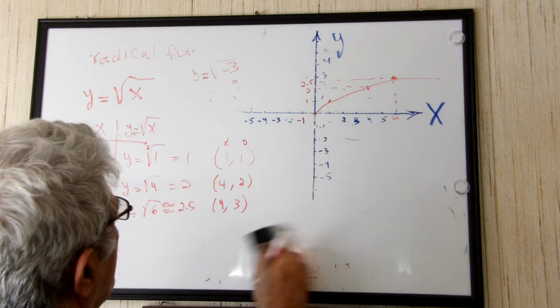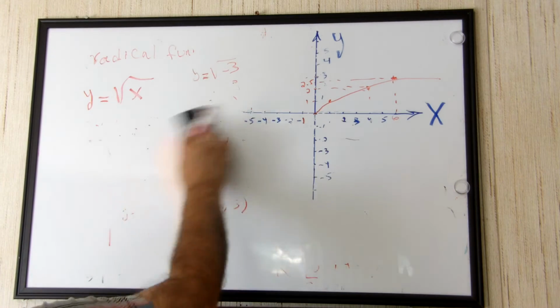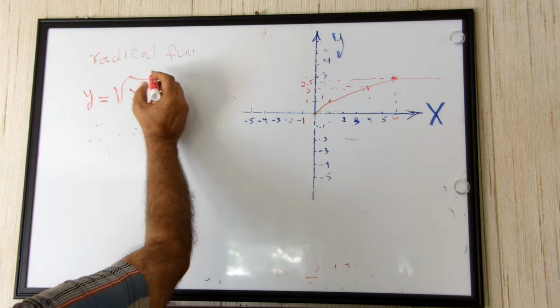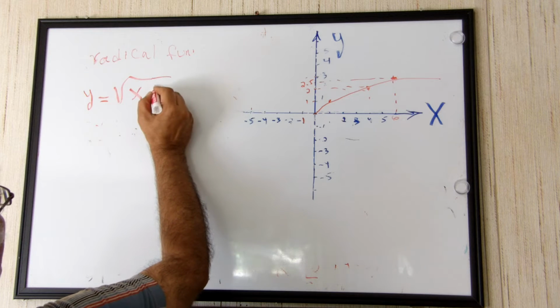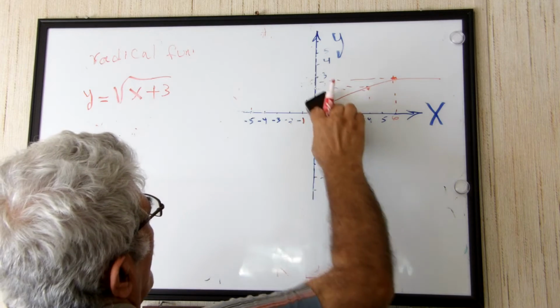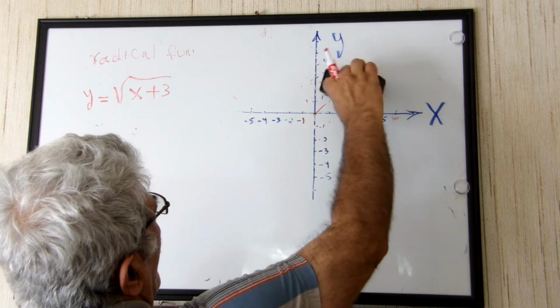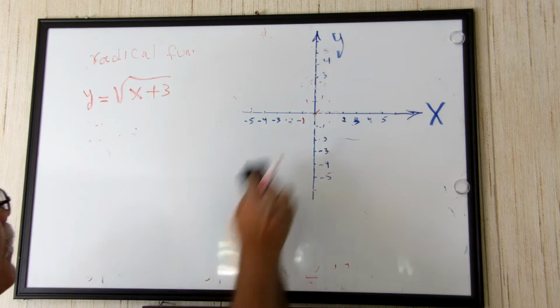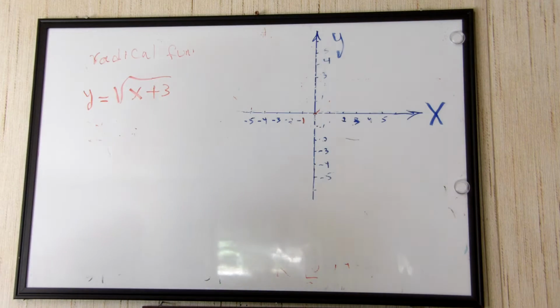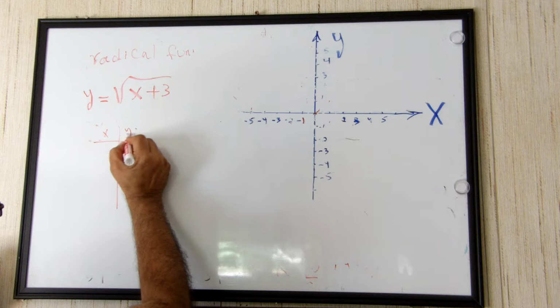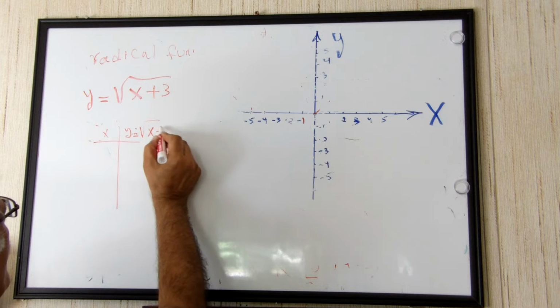But let's make it a little bit more complicated. It's going to be, we say, the radical of x plus 3. How do you graph this? Okay. What do you do? You give values to x and find the y value.